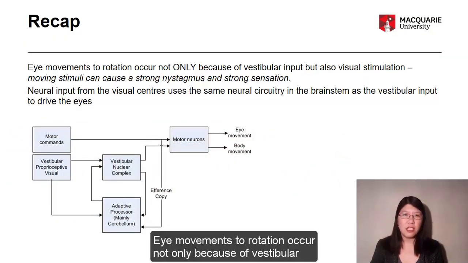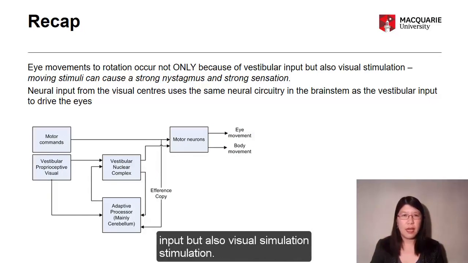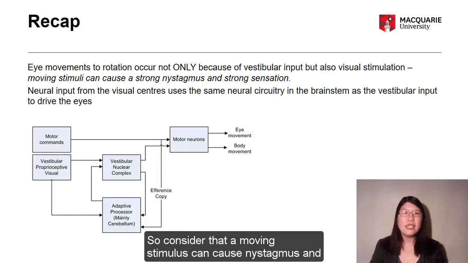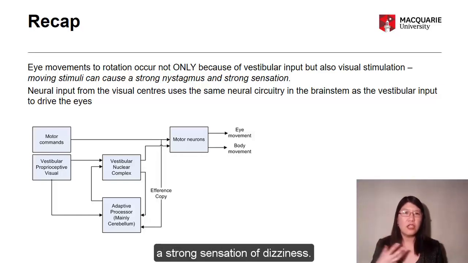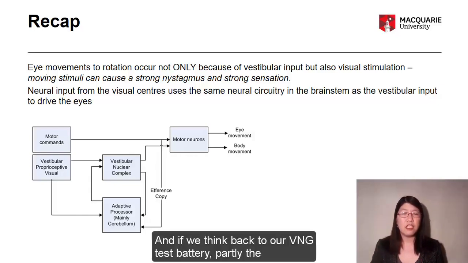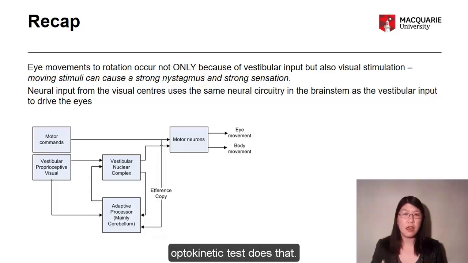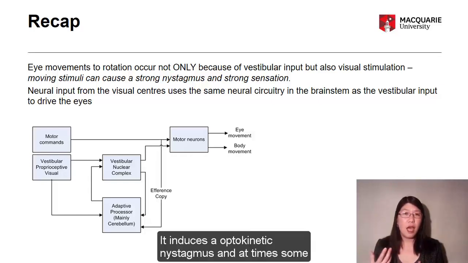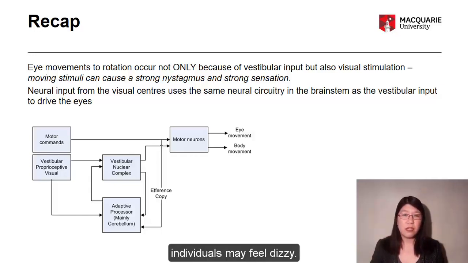Eye movements to rotation occur not only because of vestibular input, but also visual stimulation. So consider that a moving stimulus can cause nystagmus and a strong sensation of dizziness. And if we think back to our VNG test battery, partly the optokinetic test does that. It induces an optokinetic nystagmus, and at times some individuals may feel dizzy.